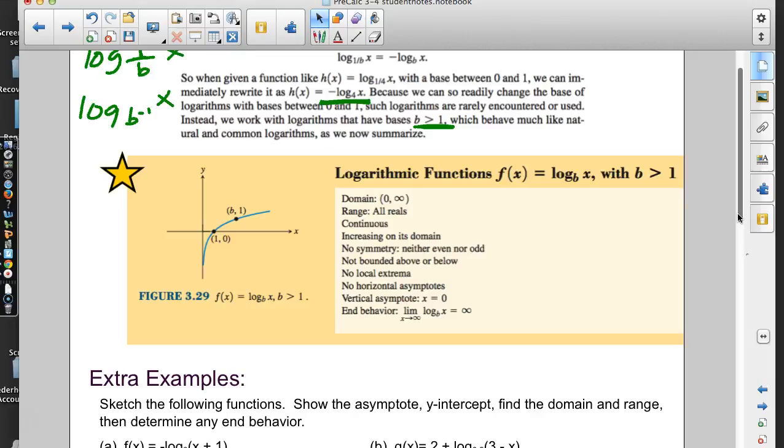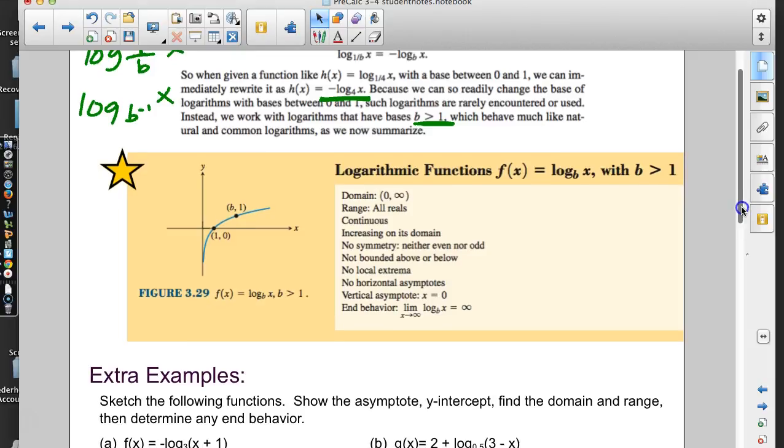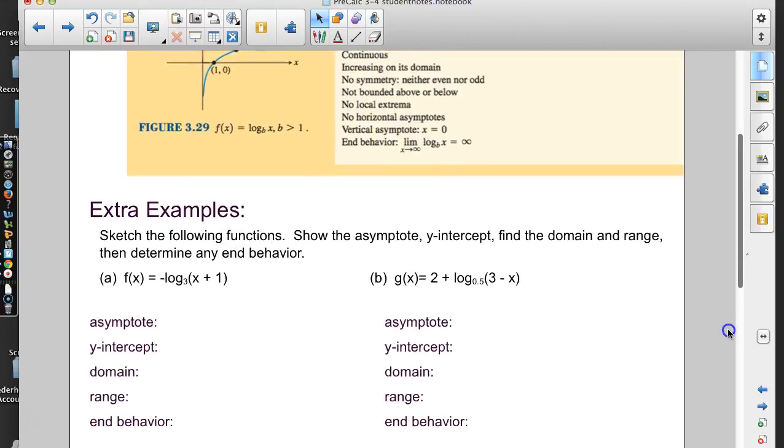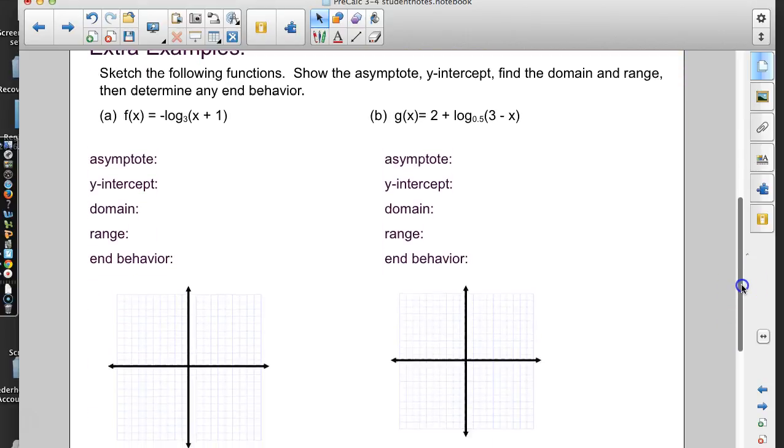So domain from 0 to infinity, range is all reals, it is continuous, it is definitely increasing on its domain, there's not even or odd symmetry, we're not bounded above or below, there's no extrema, no horizontal asymptotes, we do have the vertical asymptote right here at x equals 0. And the end behavior, because we're just on the right hand side of the y-axis, we're only going to be talking about what's going on that side of the graph. So limit as we approach infinity is infinity. It's going up.